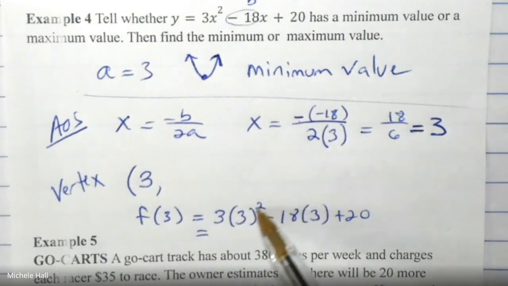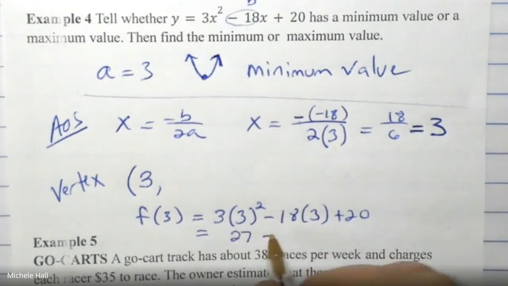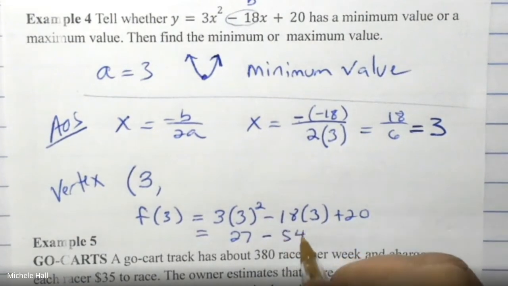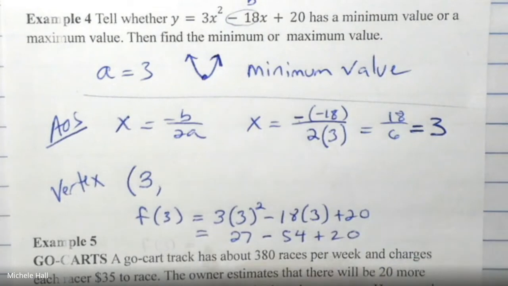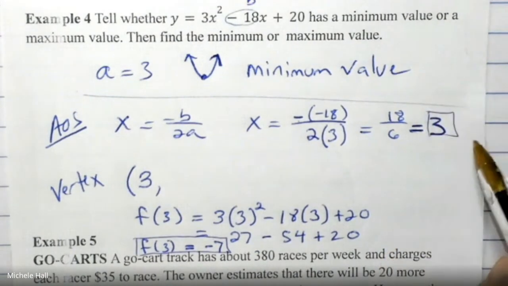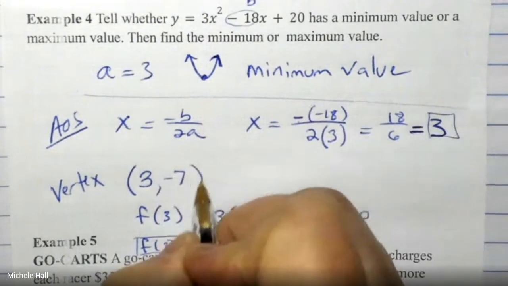Three squared is 9. And 9 times 3 is 27. And then we have 4, carry the 2 is going to be 54. You guys get negative 7? 27 and 20 is 47, and then 47 minus 54. So when I substitute in 3, I get negative 7.